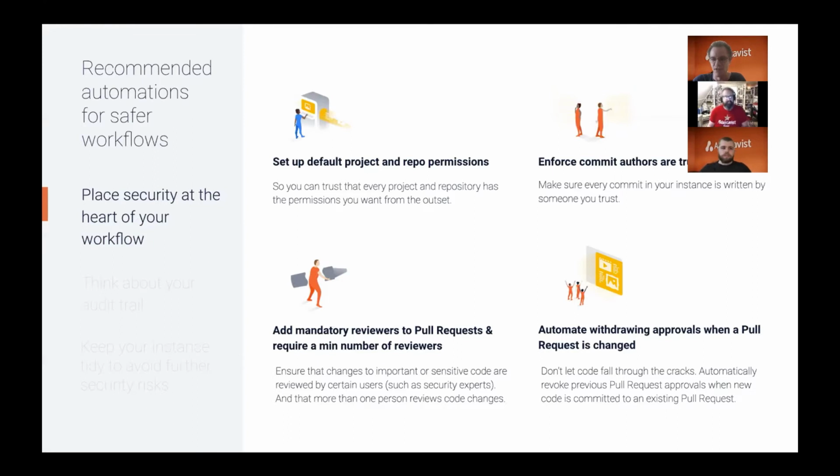So this makes sure, for example, that no code creeps in through the cracks. If a pull request gets changed because there are comments that mean the code needs to change, and you commit to it, the reviewers who originally approved that pull request have their approvals withdrawn.